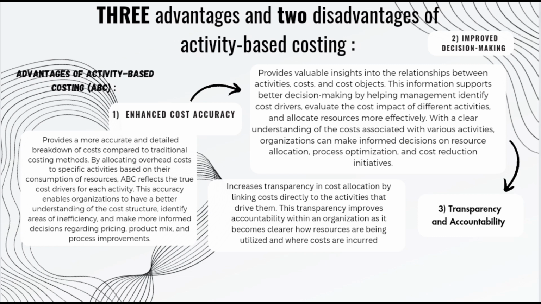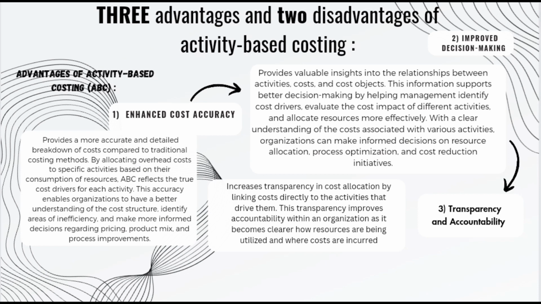Enhanced cost accuracy, which provides a more accurate and detailed breakdown of cost compared to the traditional costing method, which allocates cost to specific activities based on their consumption of resources. It can reflect the true cost driver for each activity. Secondly is improved decision making, which provides valuable insight into the relationship between activity cost and cost object. This supports better decision making by helping management identify cost drivers, evaluate the cost impact of different activities, and allocate resources more effectively. With an understanding of the cost associated with various activities, organizations can make informed decisions on resource allocation, process optimization and cost reduction initiatives.